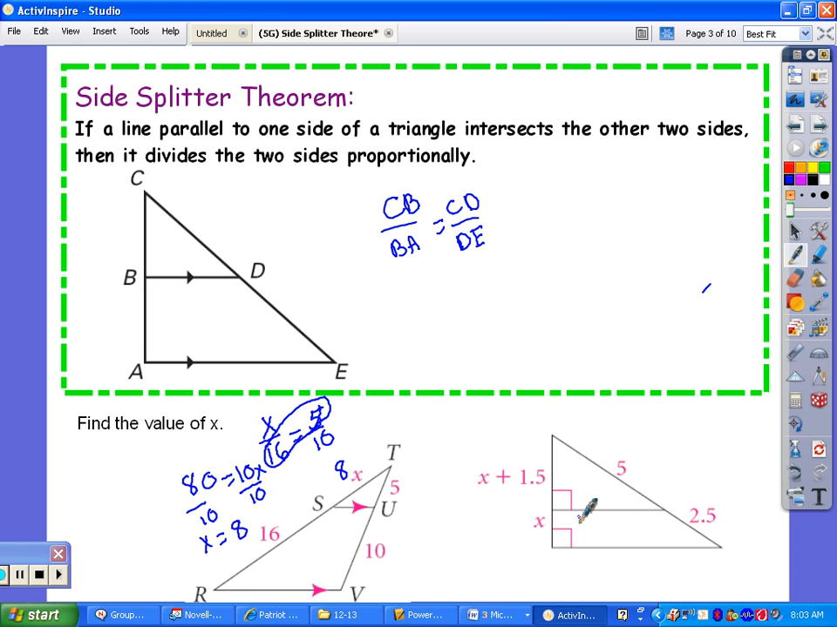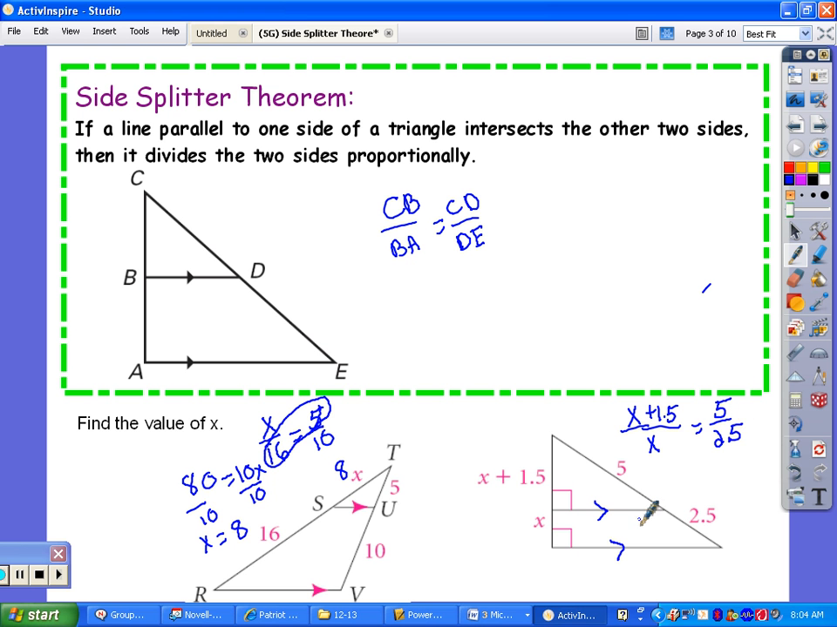So for the second example, we have a triangle and this segment. Now they didn't put the arrows to show they're parallel, but we have these 2 90-degree angles. And since these angles are on the same position on these 2 lines, they're corresponding angles. And we know if corresponding angles are congruent, the sides are parallel. So we can mark the sides parallel. And now that we know it, we can use our side splitter theorem. So we're going to make our proportion again. We're going to say x over x plus 1.5 over x. That ratio has to be the same as 5 over 2.5.